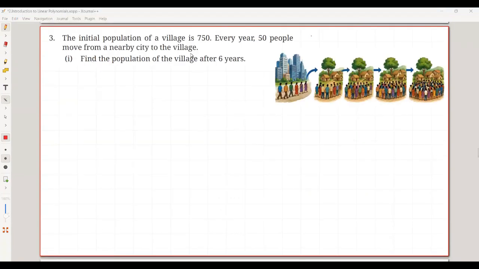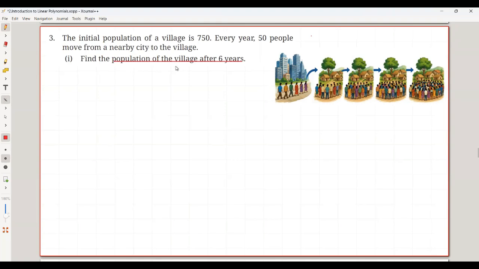Question number 3. The initial population of the village is 750. Every year, 50 people move from a nearby city to the village. Find the population of the village after 6 years. So we have to find the population of the village after 6 years. You can just write what is given, then go with the answer like the previous question.